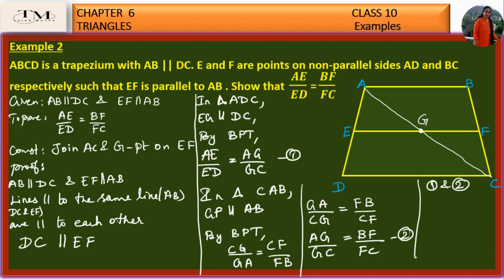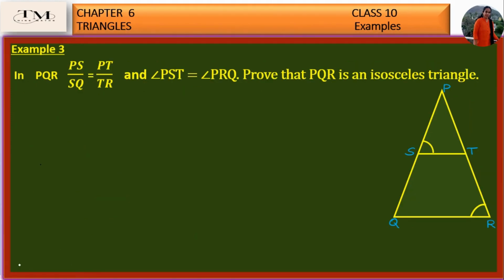So if you compare 1 and 2, what we get? So even in 1 we have AG by GC, even in 2 we have AG by GC. So AG by GC is equal to AE by ED. Here AG by GC is equal to BF by FC. Then we have AE by ED will be equal to BF by FC. So this is what we have to prove and we have proved it. Okay, understood? So moving on to the next example in the next page.